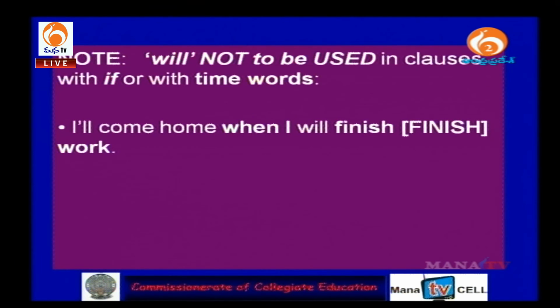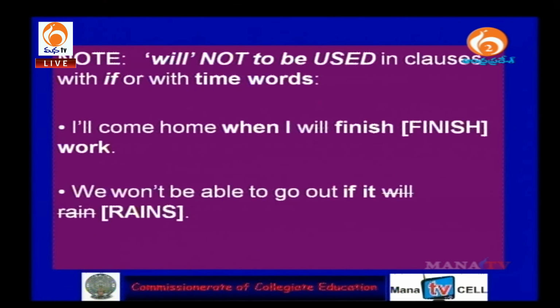Look at the examples. I will come home when I will finish. Don't use will in the conditional clause. Use simple present. I have written it in the uppercase, finish. Don't use will with V1. Use V1 or V1 plus S, depending on the number of the subject.